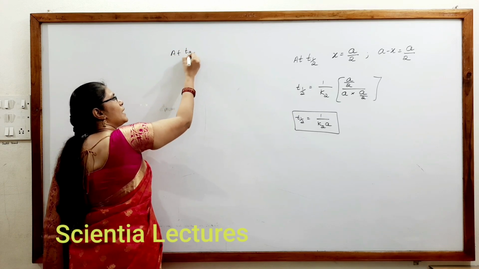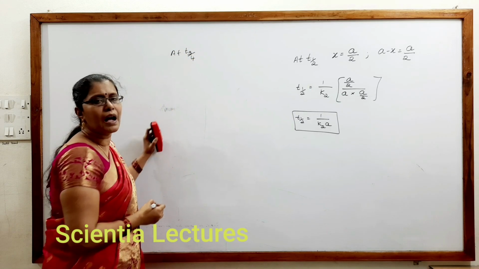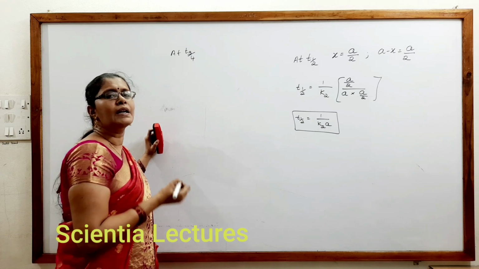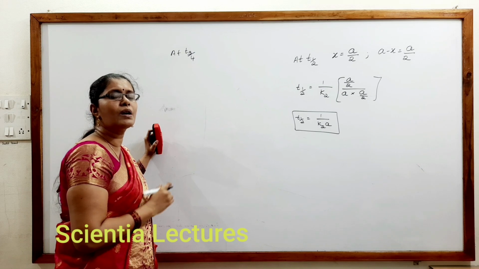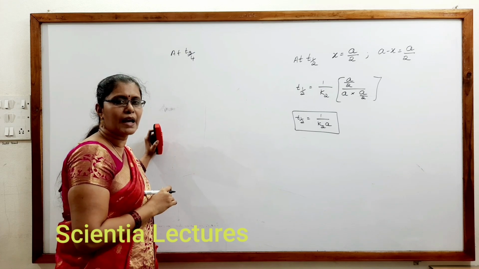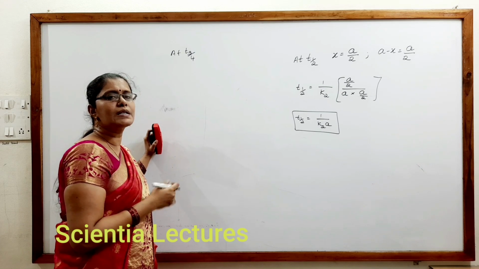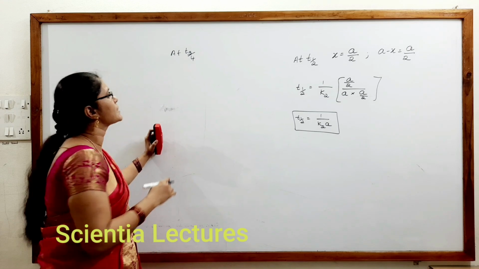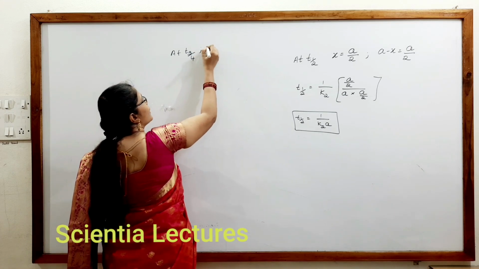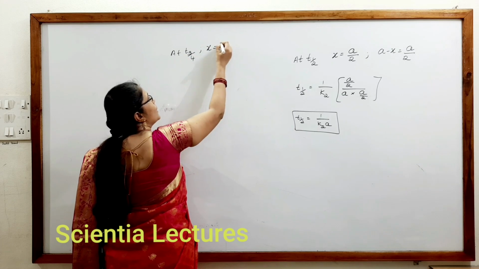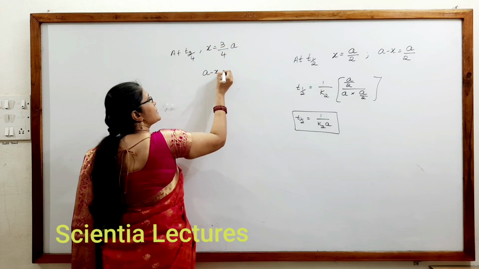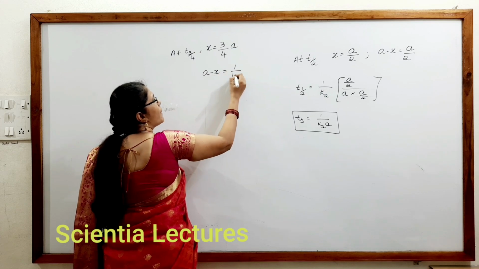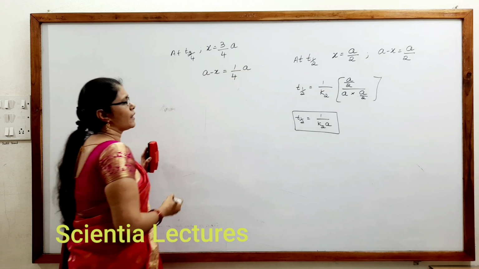Now, let us see at t3 by 4. We want to know the relation between t3 by 4 and t half, and how to calculate t 75% or t3 by 4. What is meant by t3 by 4? 75% of the reaction is completed. What is the remaining percentage? 25%. At t3 by 4, x must be equal to the reacted amount, 3 by 4th of a. a minus x must be equal to 1 by 4th of a, the remaining amount.